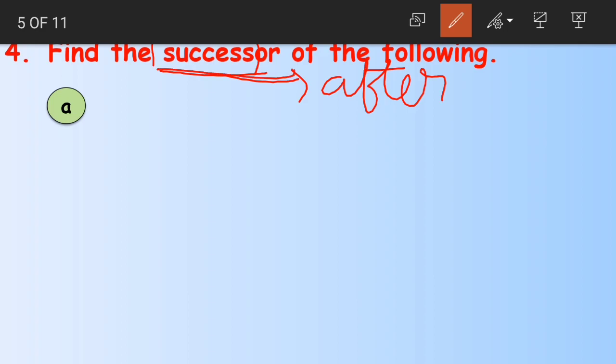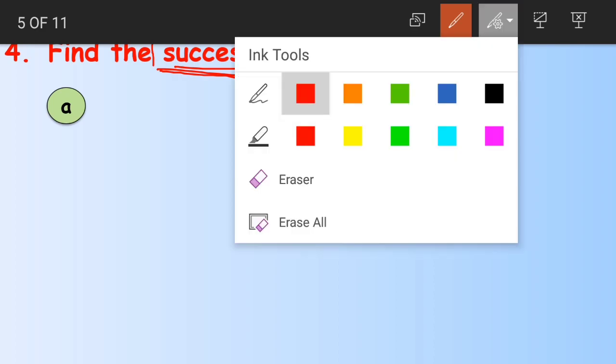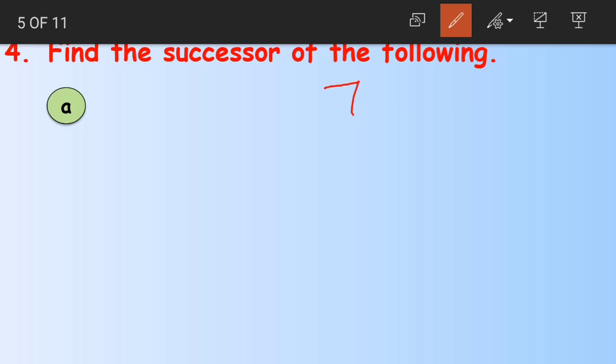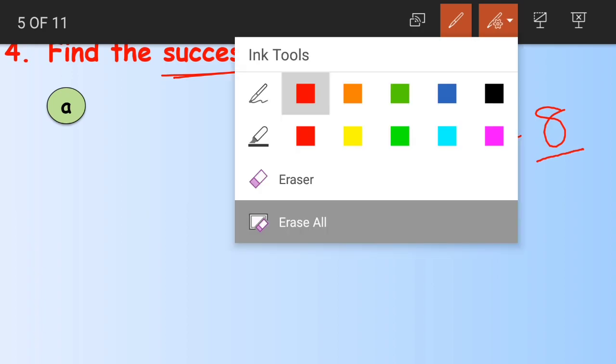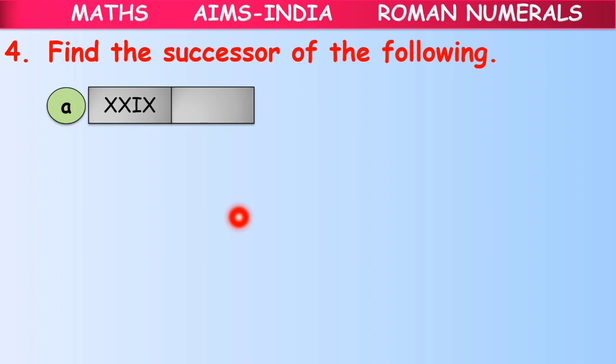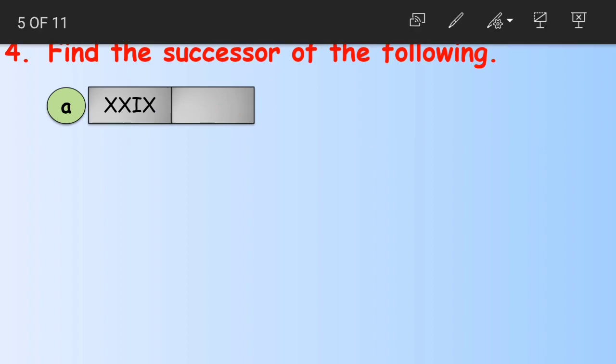In the same way, a successor is a number which comes after a given number. Now, when I say 7, which number comes after 7? We know that 8 comes after 7. Now, how can we find out this 8? 7 plus 1 gives us 8. Yes, children, 7 plus 1 gives us 8. So, the successor of a number can be found by adding 1 to the given number. Is this clear, children? The successor of a number comes after a given number and it is found by adding 1 to the given number.